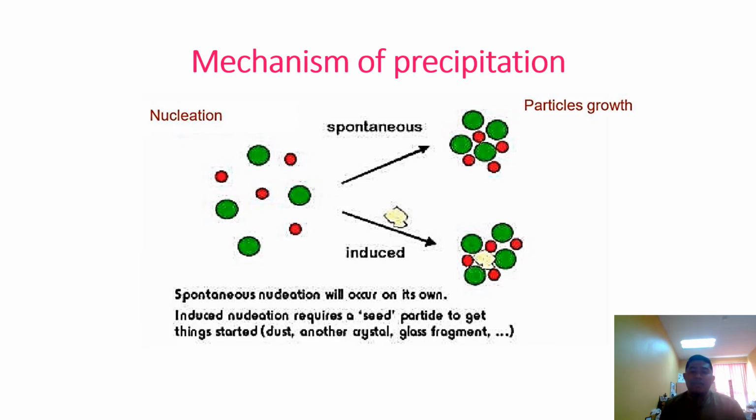Okay, so this is the mechanism of precipitation, which is first you need to have the nucleation. Sometimes it berlaku spontaneous tu particle growth, normally kita akan hasilkan the product is crystalline precipitate. Meanwhile, if we induce it, meaning that dia akan produce ada contamination kat situ, we introduce the seed particle to get things started, for example dust, another crystal, glass fragment, and so on, in order to make sure barulah dia berlaku ni particle growth tersebut. So ada dua method lah mechanism of precipitation.